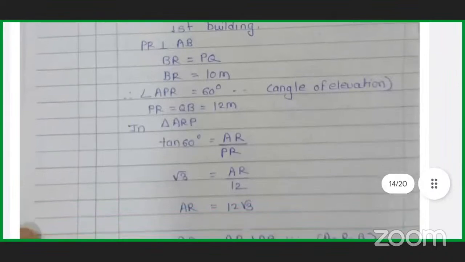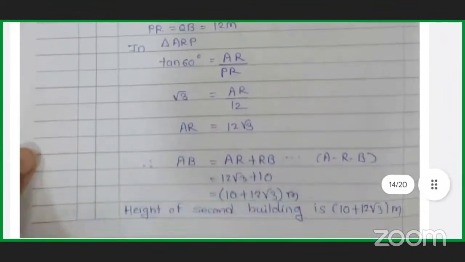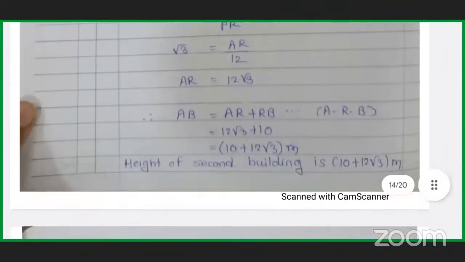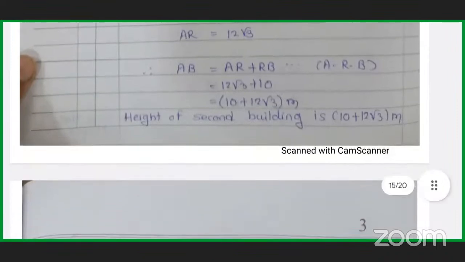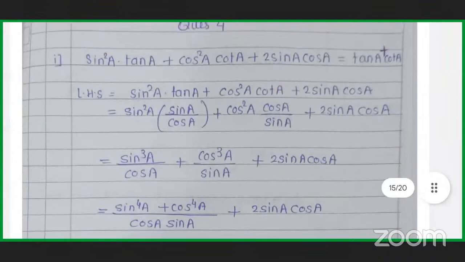So angle APR is 60 degrees. PR is equal to QB, that is 15 meters. So in triangle ARP, tan 60 degrees is equal to AR upon PR. So root 3 is equal to AR upon 15. So AR is equal to 15 root 3. So AB, that value is AR plus RB, that is 12 plus root 3 upon 10. Then just focus on question number 4.